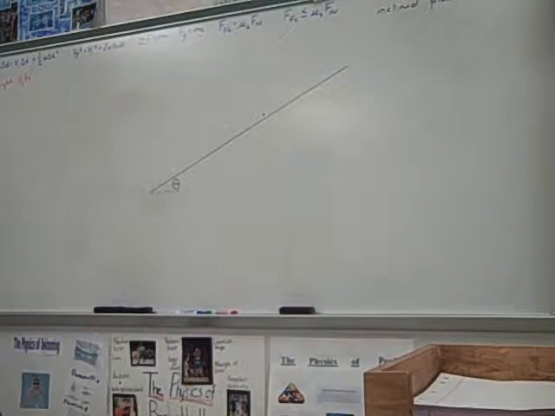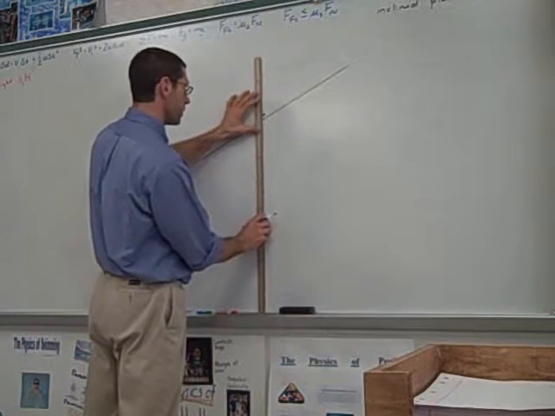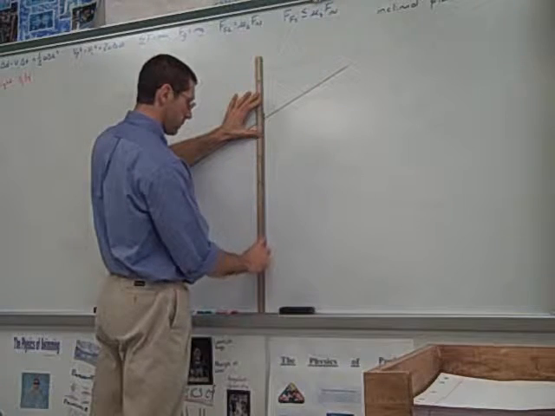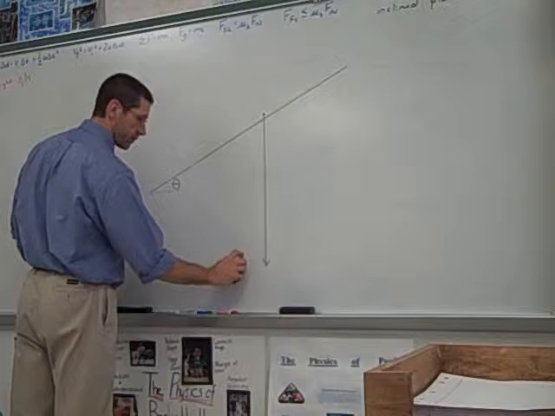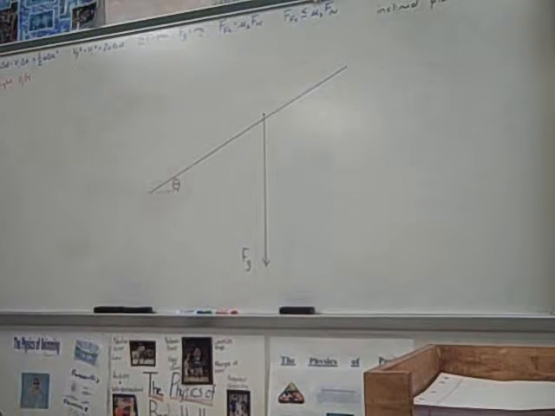Now, let's try to figure out what forces are on the box. Somebody give me a force on the box. Gravity. Which way? Straight down, right? Gravity's always straight down. So let's put gravity down. Of course, we'll label that Fg. So gravity is definitely pulling down on the box.